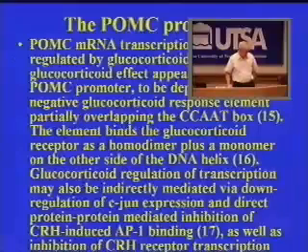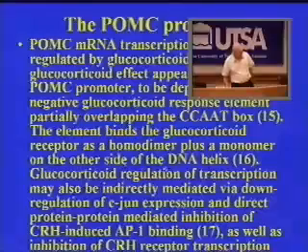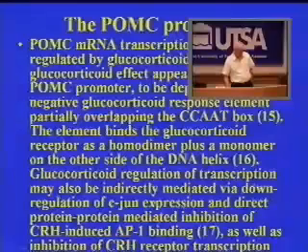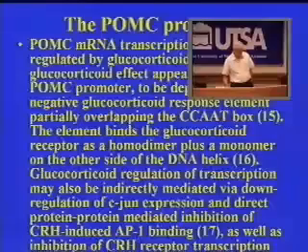So the glucocorticoid, let's see, where were we? Yeah, the homodimer is required to bind to the DNA. The regulation of transcription may also be indirectly mediated via downregulation of c-Jun expression and direct protein-protein mediated inhibition of CRH-induced AP1 binding, as well as inhibition of CRH receptor transcription.